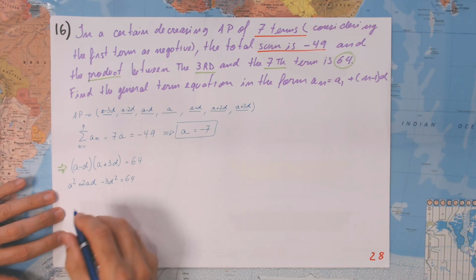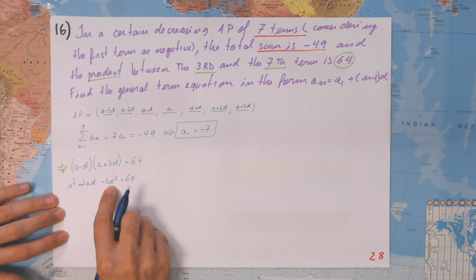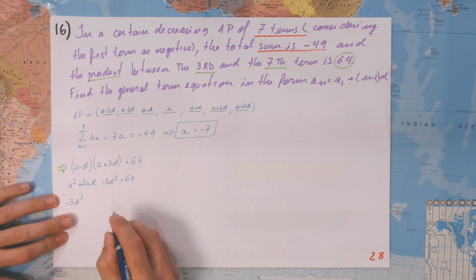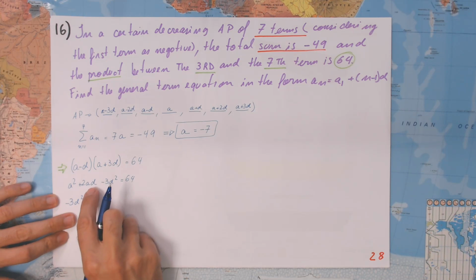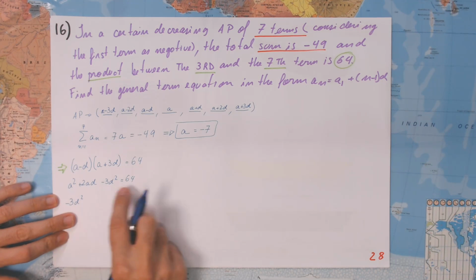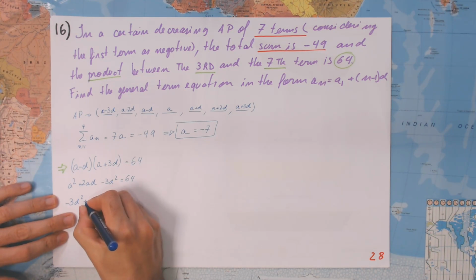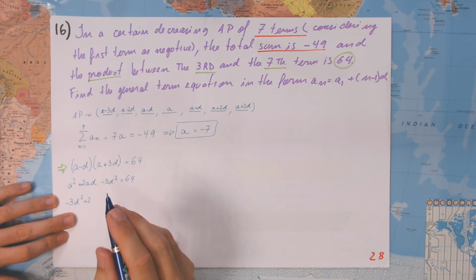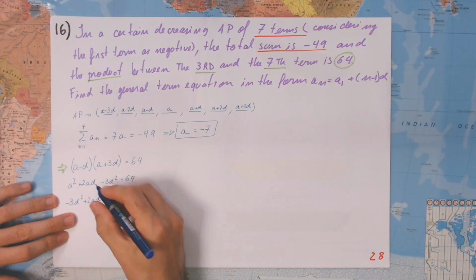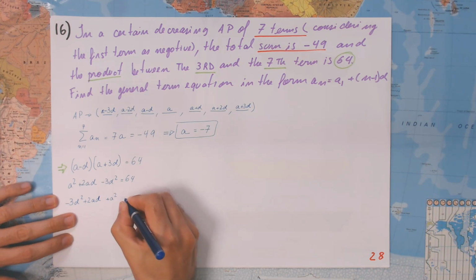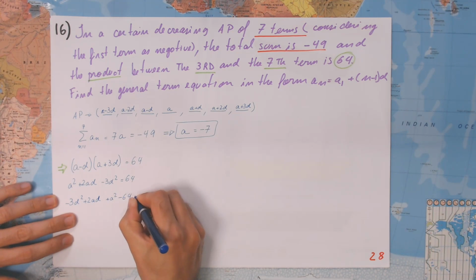Now let's just put it in the proper sequence. This is a second degree equation, right? Second degree order, minus 3. I'm just putting first the square, then the first order term, and then the rest. So plus 2AD, plus A squared minus 64 equals 0.